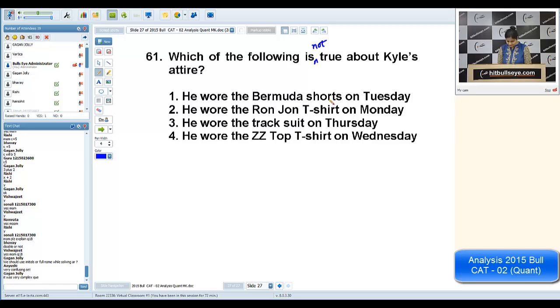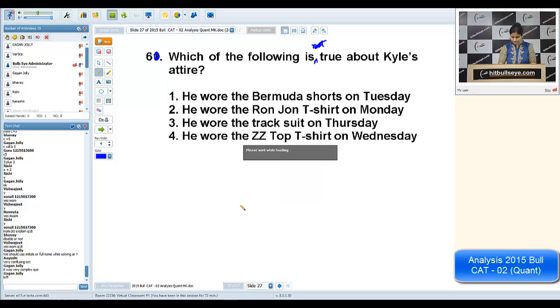What is the answer for this? Actually, I don't have the correct question with me. That was the 60th question. No, Gagan, it was not complex.